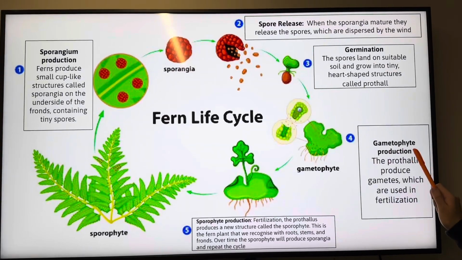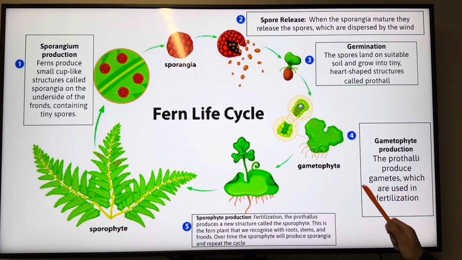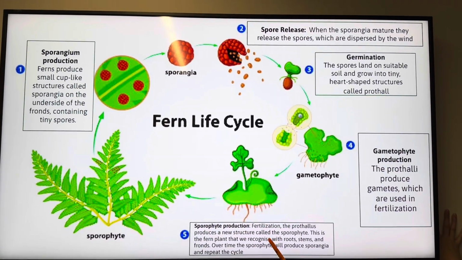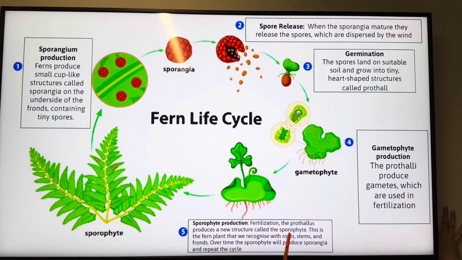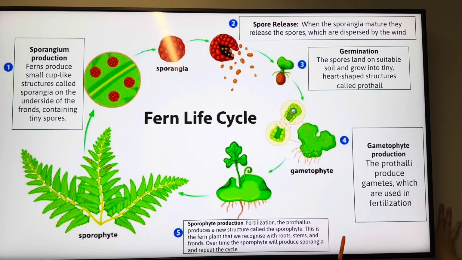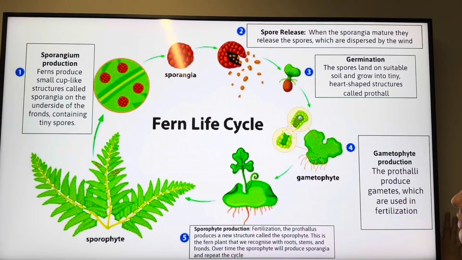The fourth step is gametophyte production. The prothalli produce gametes which are used in fertilization. The fifth step is sporophyte production. During fertilization, the prothallus produces a new structure called the sporophyte. This is the fern plant that we recognize today with roots, stems, and fronds. Over time, the sporophyte will produce sporangia and repeat the whole cycle.